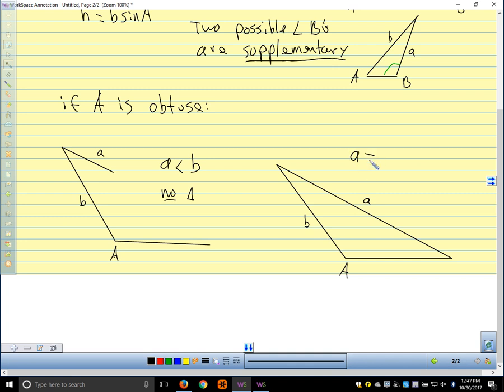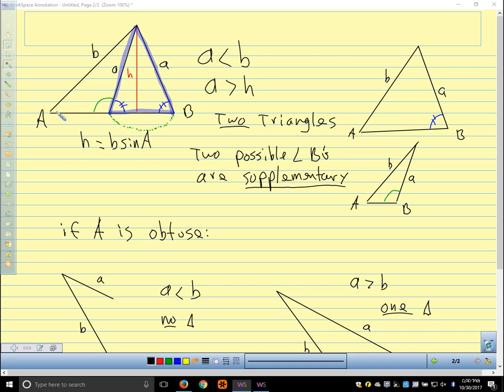If a is greater than b, we get one triangle, because I can't swing this side around and connect down here anywhere else until I swing all the way back around and get to there. So we just get one triangle. So our ambiguous case comes when A is acute, side a is less than side b, but side a is bigger than the height. In that case, our two possible angle B's are supplementary.